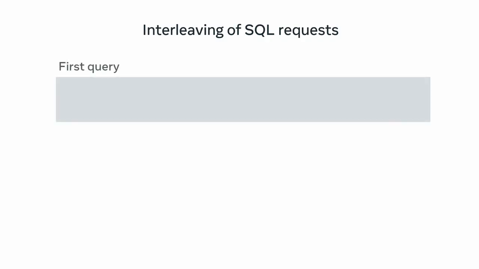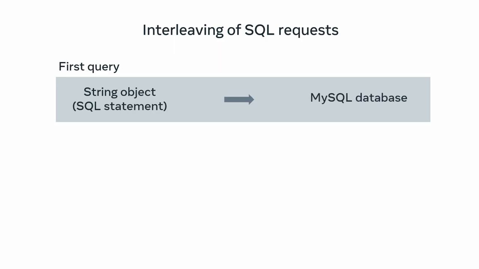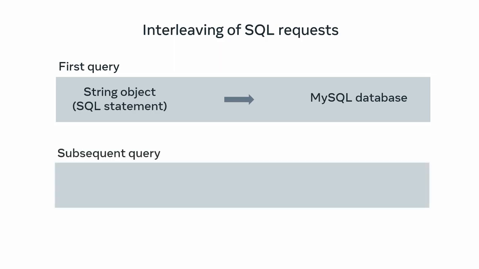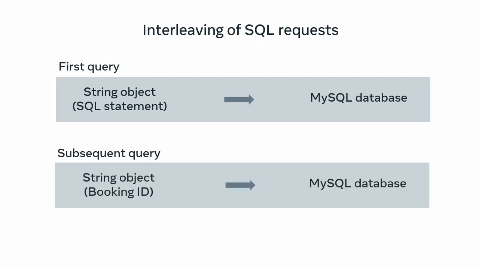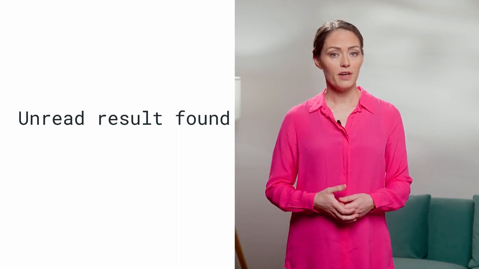Let's take an example where Little Lemon need to find out how much a guest spent on a meal. They can interleave a SQL request to carry out this task. For their first query, they create a MySQL query as a Python string that retrieves the guest's booking ID. Once they have the result of the first query, they then create a second or subsequent query that uses part of the first result, which is the booking ID, to find the cost of the meal. In other words, Little Lemon can use part of their first query within their second query to make a subsequent request from the database.